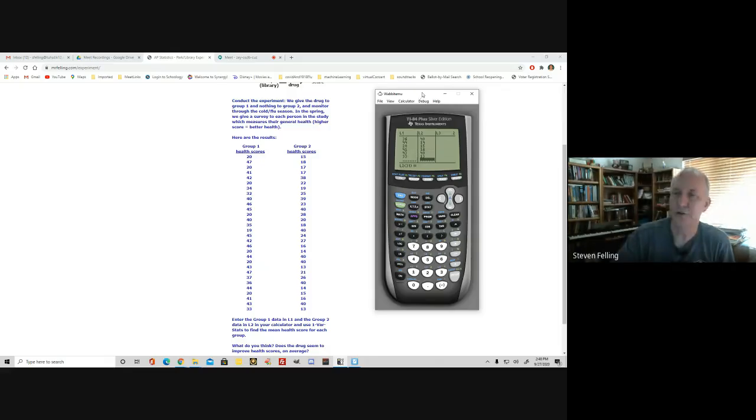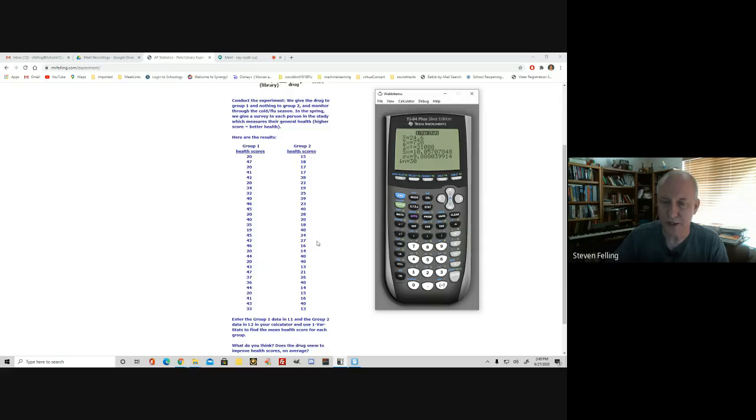Okay, so I've got my data entered, list 1 and list 2, and it'd be fast for me to go ahead and compute the mean. I'll just use one variable stats. So if we go stat, and then over to calculate, and then one variable stats, and I run it on list 1 with no frequency list, I'll get that the mean for group 1 turned out to be 35.4. I'll suggest that you write that down on a piece of paper. And then we'll run one variable stats again, but this time on list 2 for the group 2 people. And theirs was 24.6.